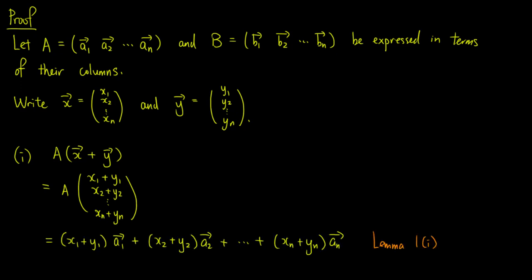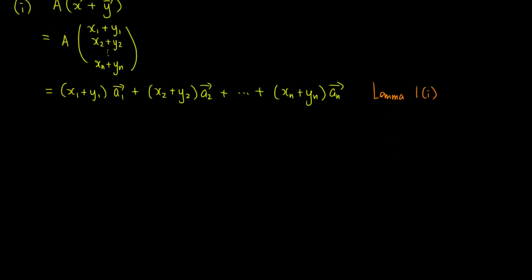Using the first point of the first lemma, this equals bracket x1 plus y1 times A1, plus bracket x2 plus y2 times A2, plus all the way to bracket xn plus yn times An. We can expand the brackets to get x1 times A1 plus y1 times A1 plus x2 times A2 plus y2 times A2 plus all the way to xn times An plus yn times An.